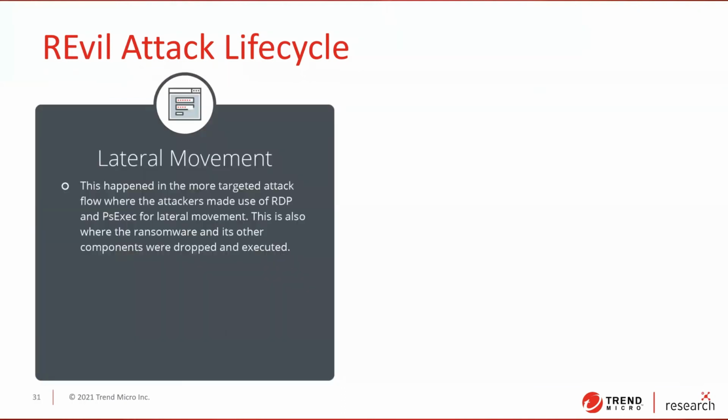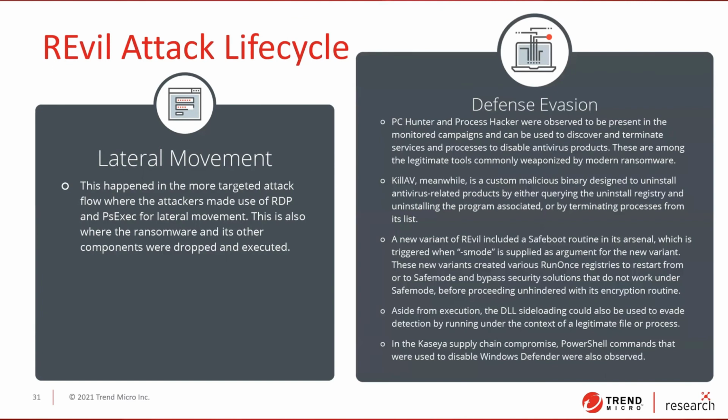On the lateral movement, just like before, we saw them use RDP, we saw PsExec. These were both used in their lateral movement capabilities. On the defense evasion, again, they're all looking to evade detection. And in this case, PC Hunter and Process Hacker were used to turn off and either delete or turn off the security products that were running on those systems.